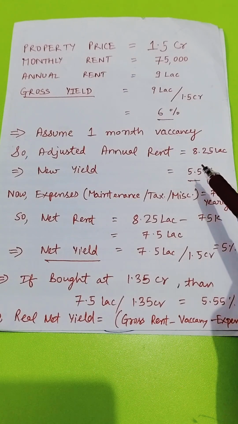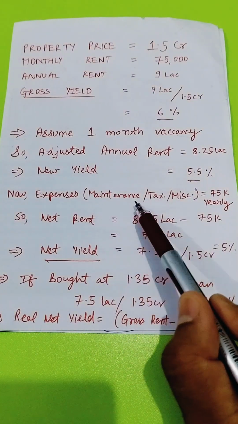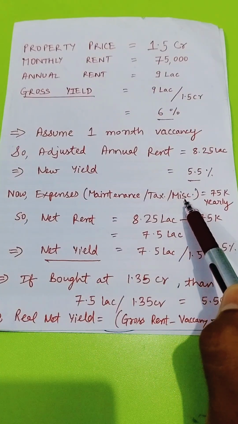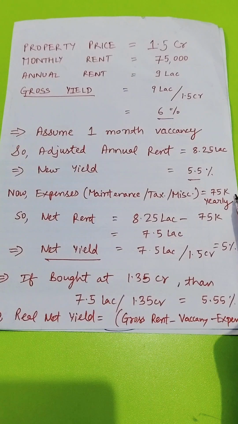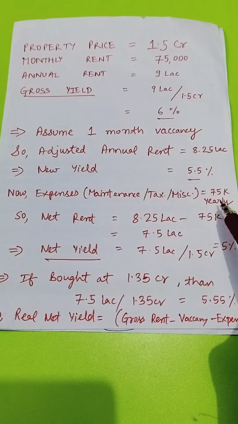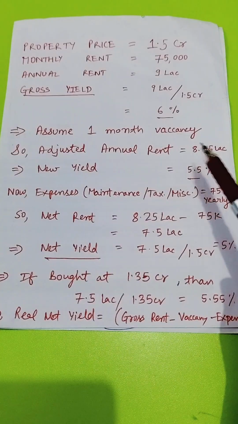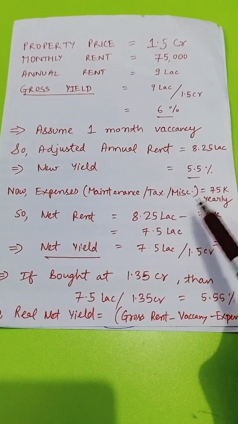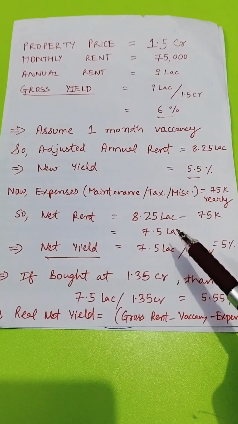So now let's come to the expenses part. So expenses will mainly be maintenance, tax, and there can be some miscellaneous expenses. So let us assume that all these expenses will be 75,000 yearly. So what will be our net rent in this case? So 8.25 lakh minus this 75,000, that is 7.5 lakhs. Now we are closer to reality.